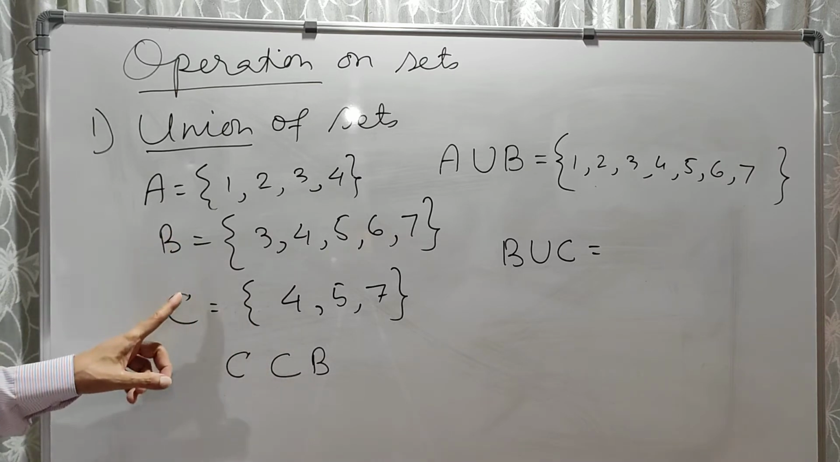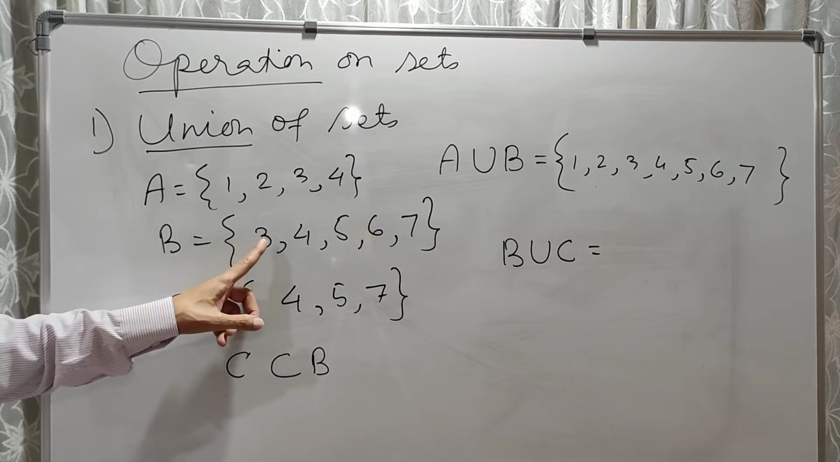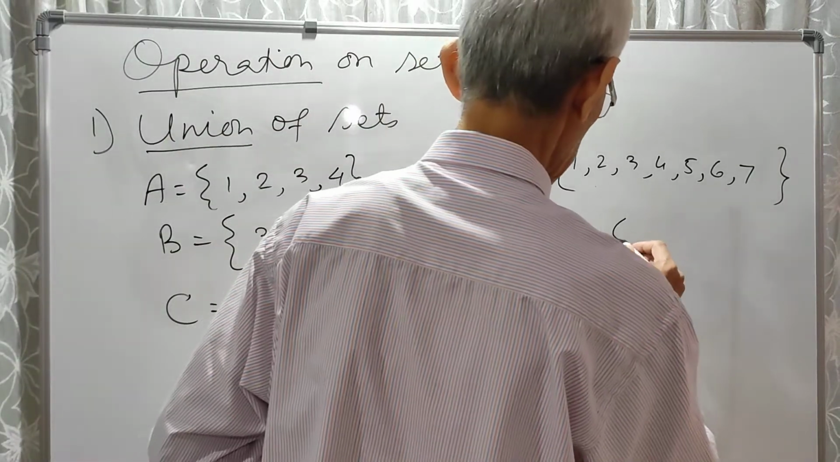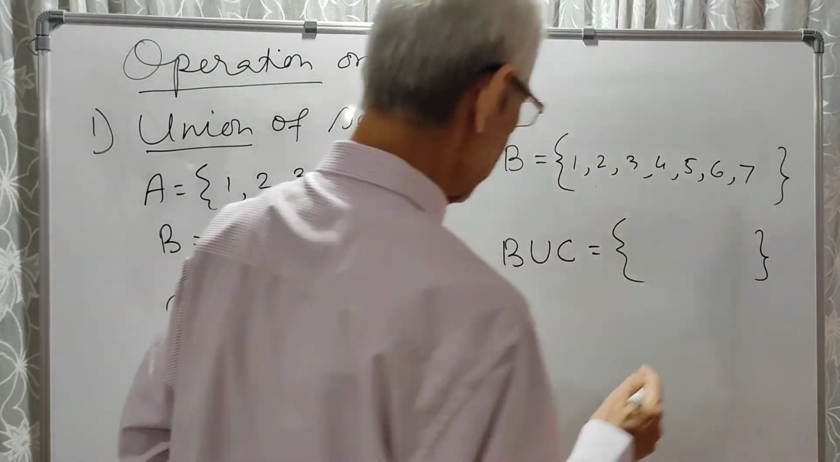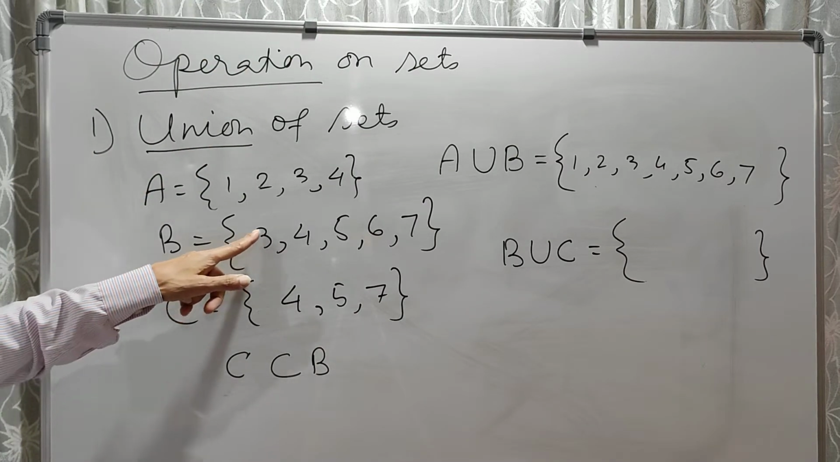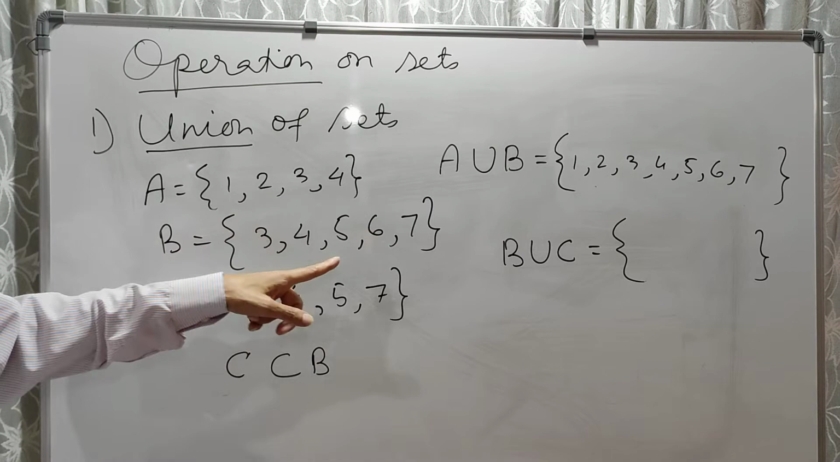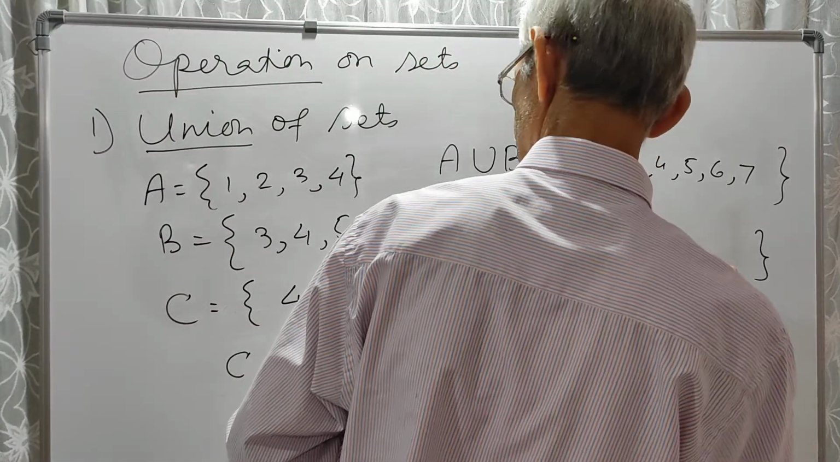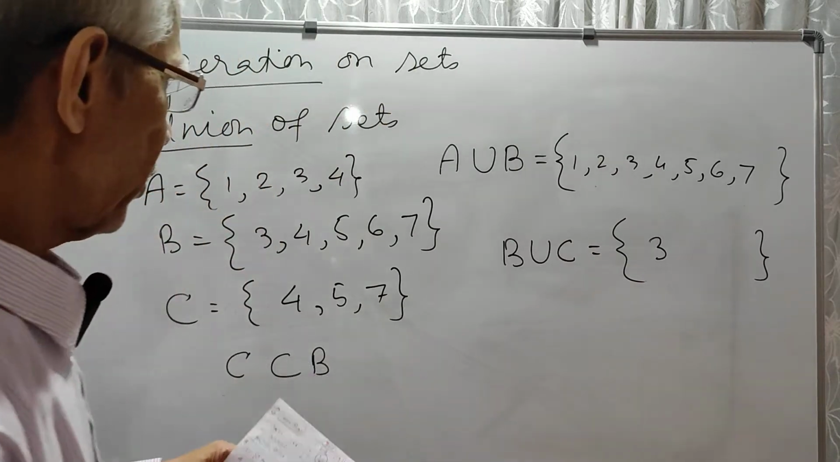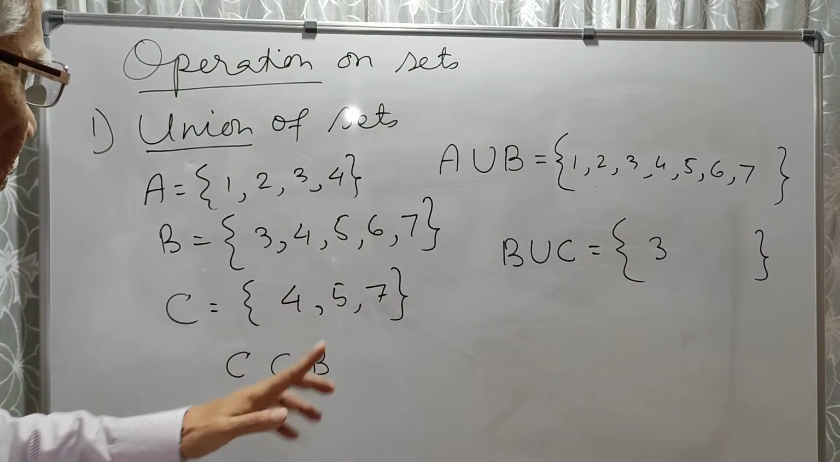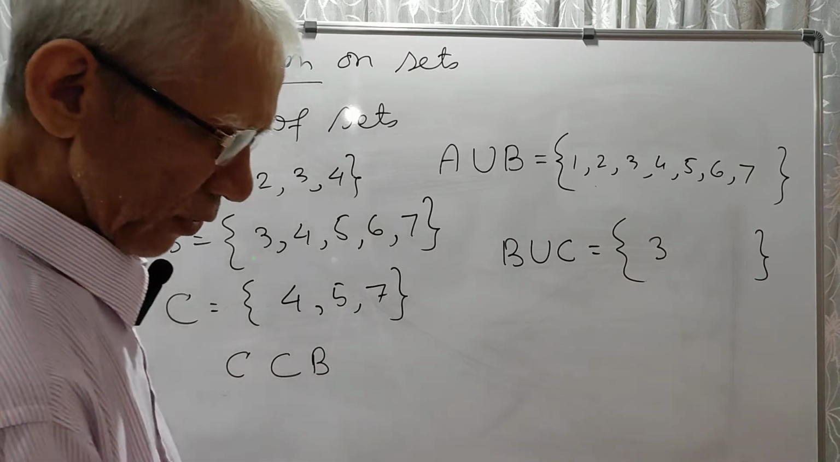So what will be B union C? All the elements of B and C, but without repetition. So which elements will be there? B union C will be 3, 4, 5, 6, 7.